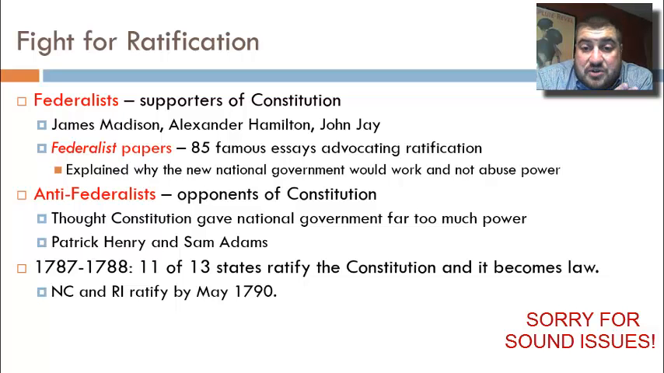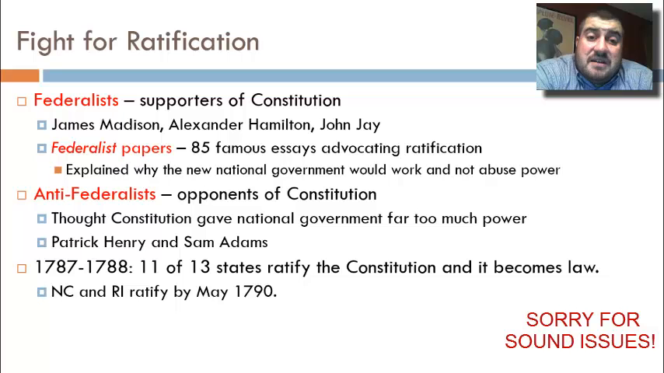The Anti-Federalists are the opponents of the Constitution. They think the national government has far too much power. We just fought a revolution to get out from underneath a tyrant with too much power. Why would we give the national government that much power again? And basically, 11 of 13 states ratify the Constitution between 1787 and 1788, and it becomes law. And the last 2 ratify it by May 1790.